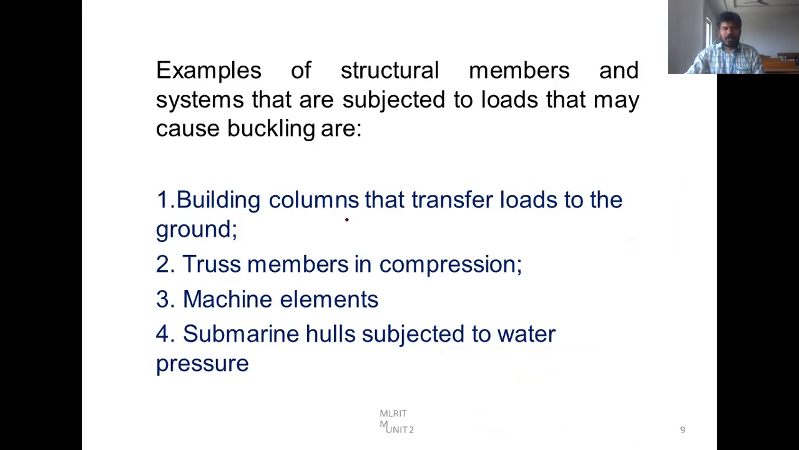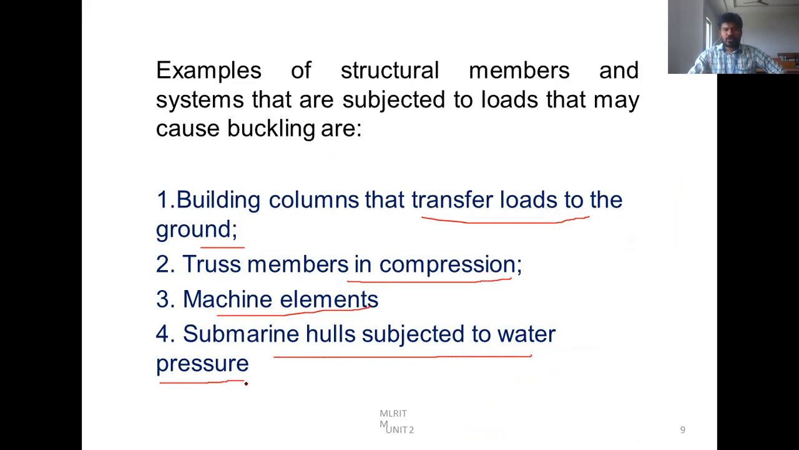Next, examples of structural members and systems subjected to loads that may cause buckling: building columns that transfer loads to the ground, truss members in compression, machine elements, and submarine hulls subjected to water pressure. These are all structures which can fail due to buckling.